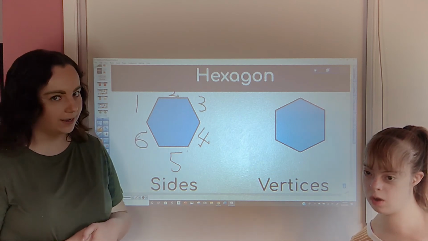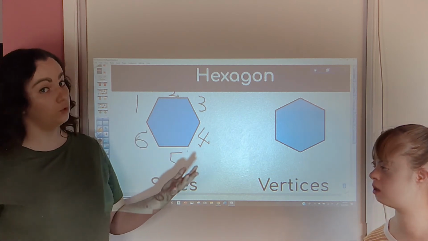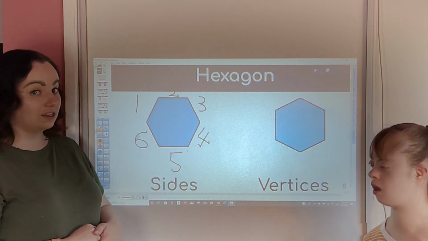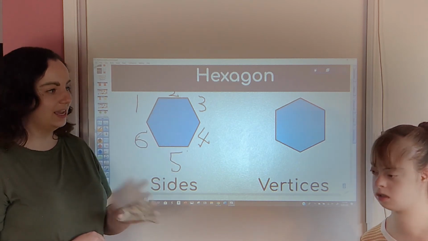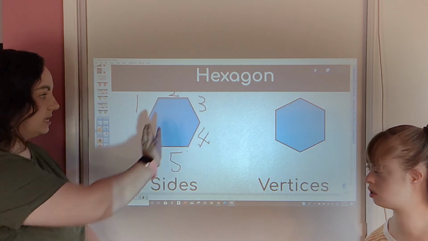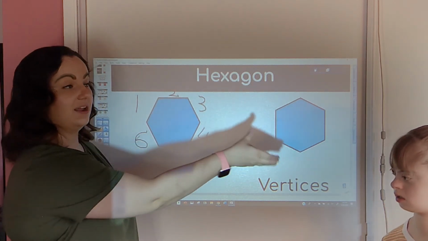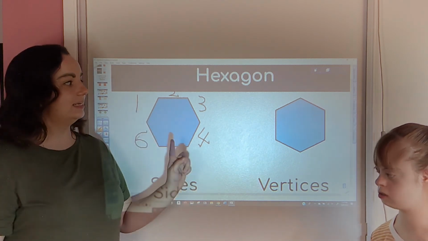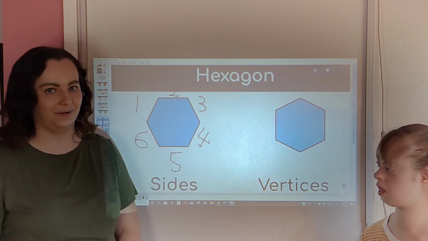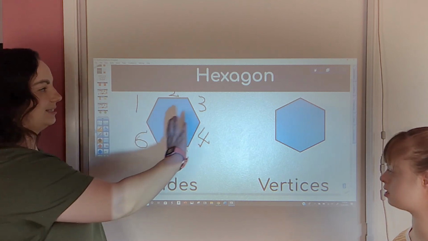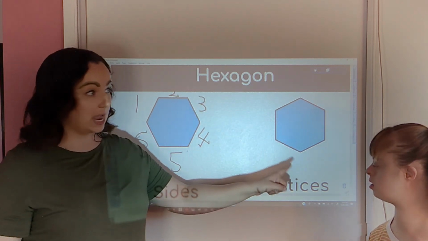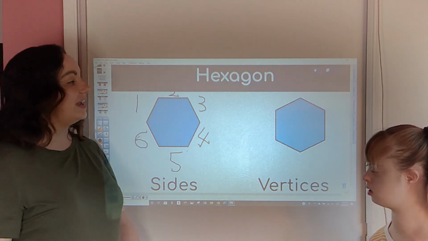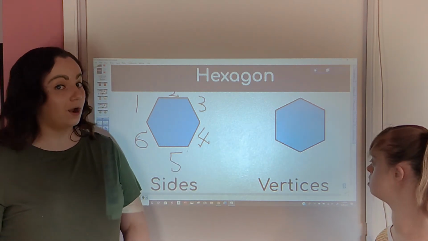That's a lot. Some shapes do have more sides, but we'll get to that in a few grade levels. But yep, a hexagon has six sides. And just like our other shapes, even if it's turned or kind of angled differently, if it has six sides, it is still a hexagon, okay? Because look, here's the hexagon, just turned on its side. Still a hexagon.